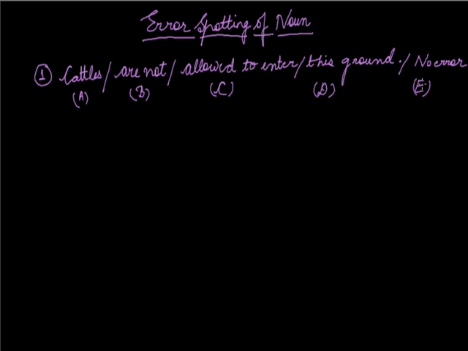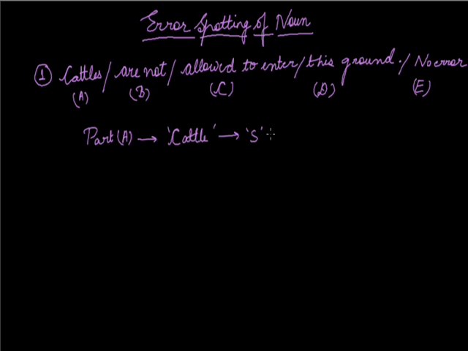Don't know the answer? Okay, I tell you. Here, the error is in part A. Why? Because cattle, this noun, is always plural. Cattle is always plural. That's why you need not use S with cattle. If you use S, the word will be erroneous.